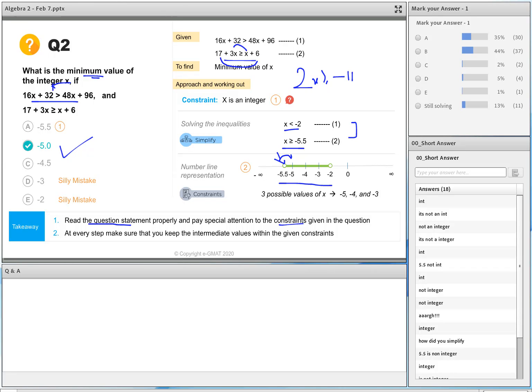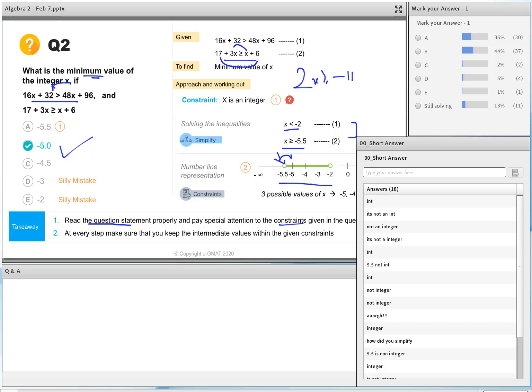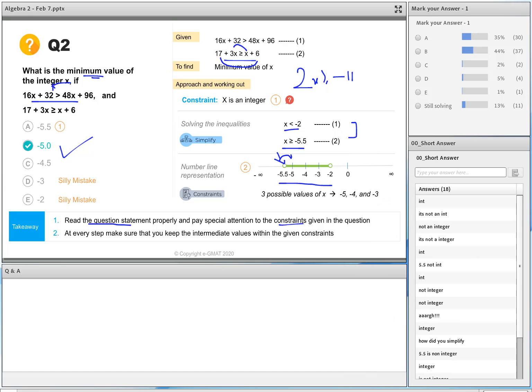I have a question. How did you simplify? So let me just take another moment. Let me see. So EC asks me, how did I simplify for this? So basically, the first step is very easy, right? We did it in the last question, the simplification process. The next step is where I simplify the second inequality.